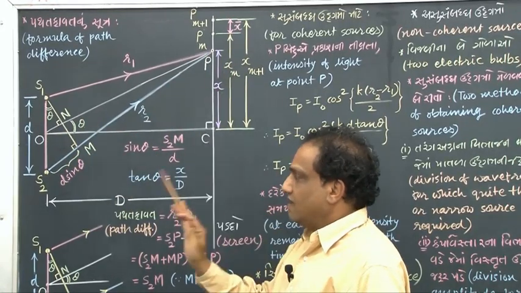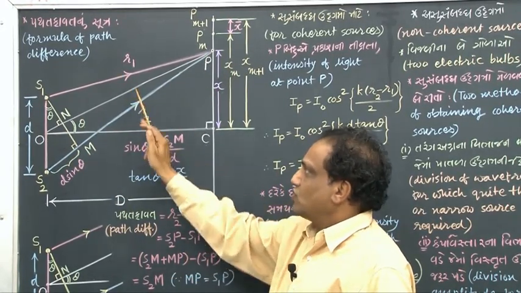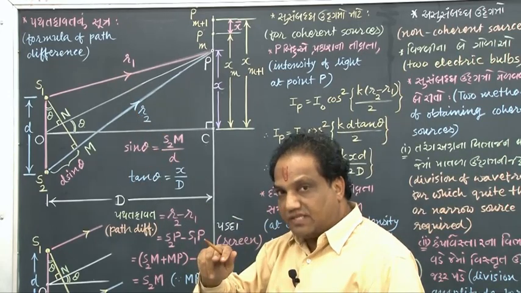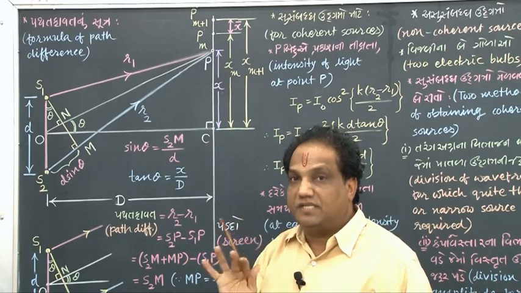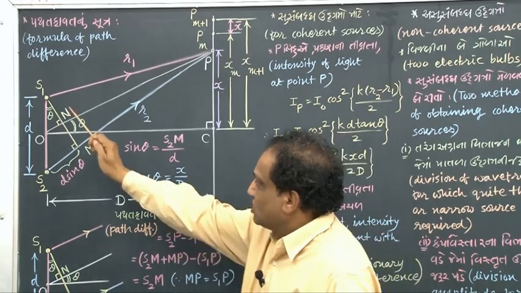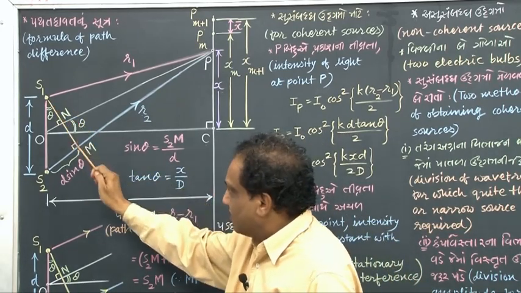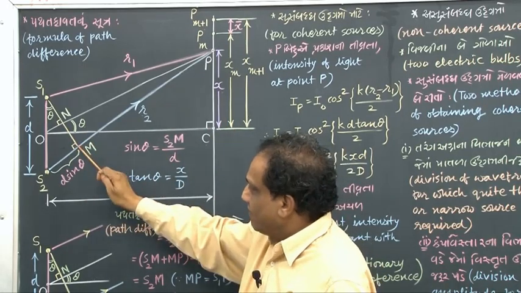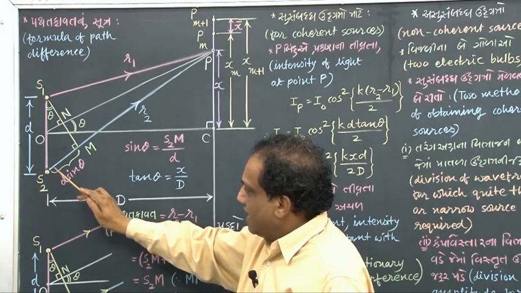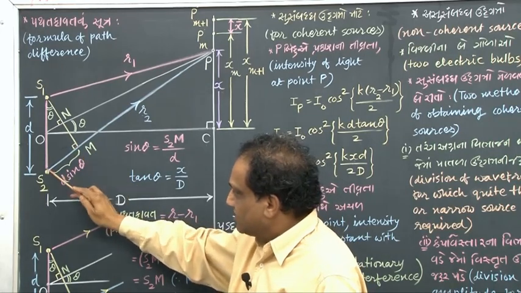In the whole figure, remember, wherever I have shown arrows, they are light rays. If I have not shown the arrows, it means they are not light rays, they are simply line segments. Now just draw one perpendicular from S1 onto this line segment S2P. The foot of the perpendicular is capital M, and now find out this much distance.